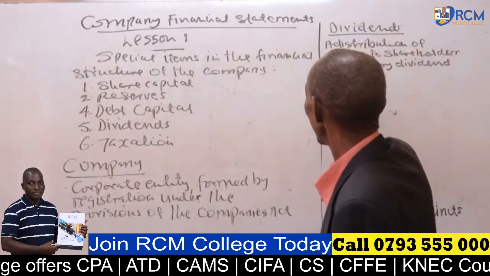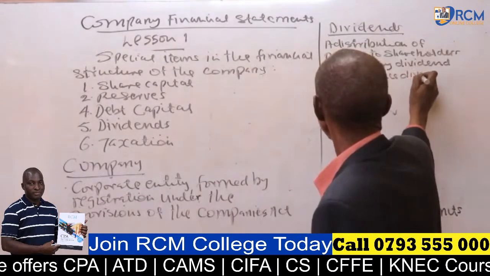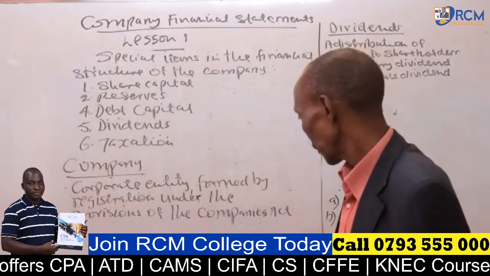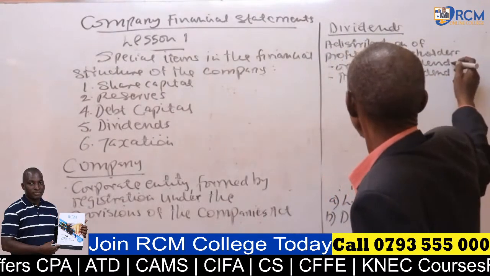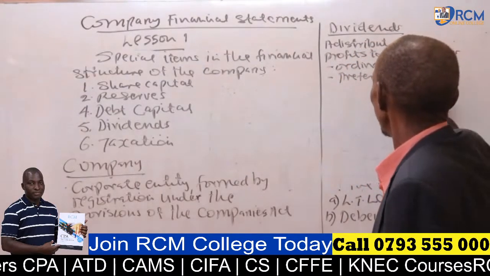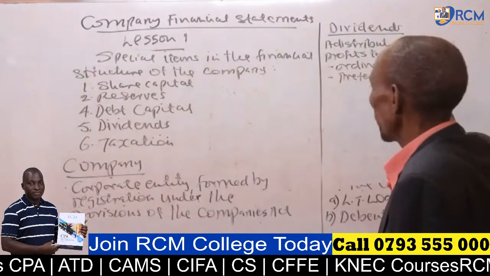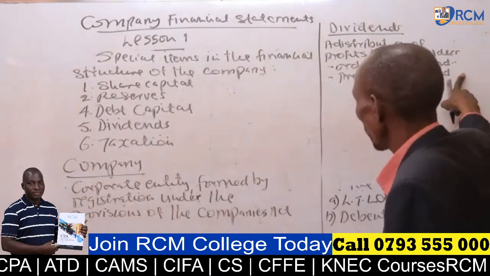Then we have preference dividend. I'm trying to simplify the topic. Preference dividend is the dividend that the company will pay on preference shares. Ordinary dividend is what is payable on ordinary shares. So preference dividend is for preference shares, and ordinary dividend is for ordinary shares.